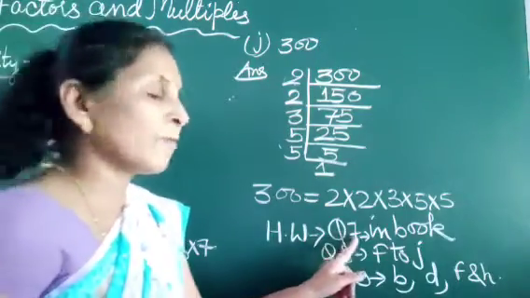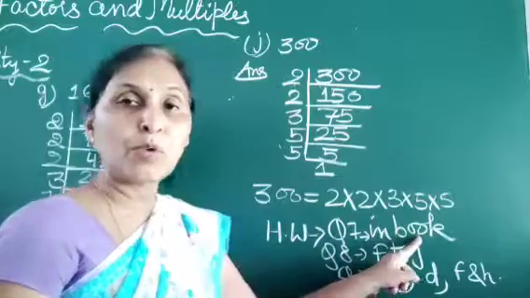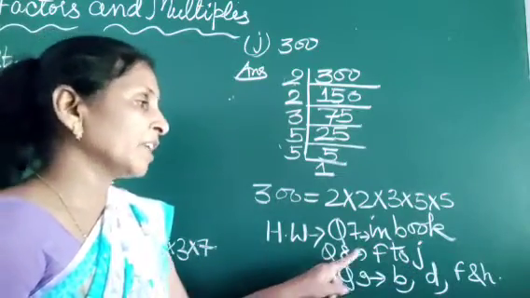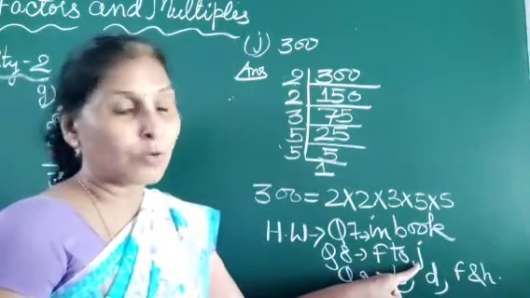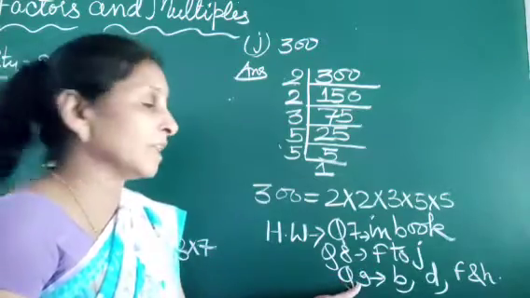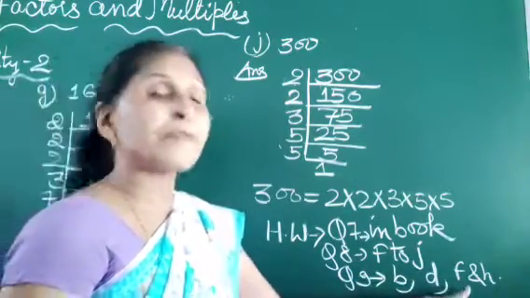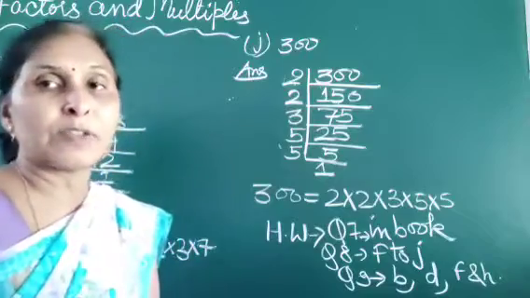Now this is your homework. Solve question number 7 in the book and question number 8 F to J part in your notebook, and in question number 9 B, D, F and H part solve in your notebook.